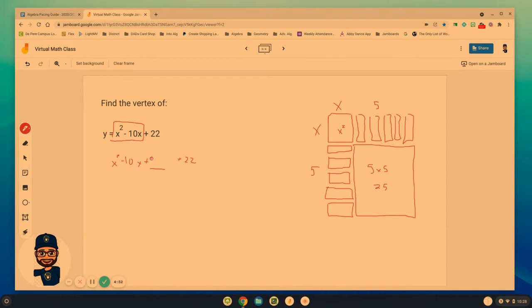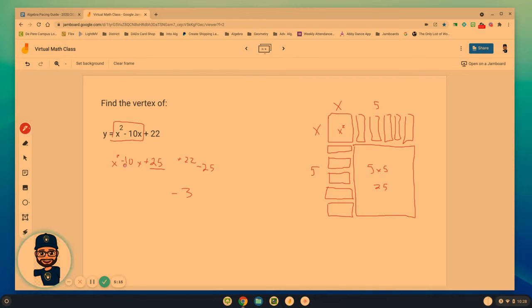So I'm going to add that 25 in here. But remember, if I'm adding 25, I had to borrow them from the 22. So I really need to take away 25 from that, which leaves us with a negative 3 out here on the end, right? 22 take away, if I'm borrowing 25, we've got negative 3.